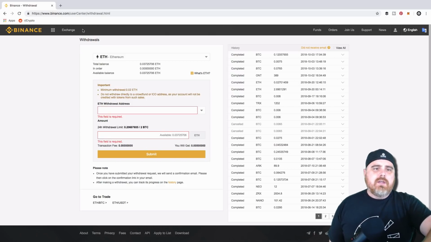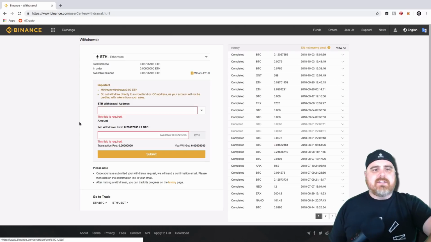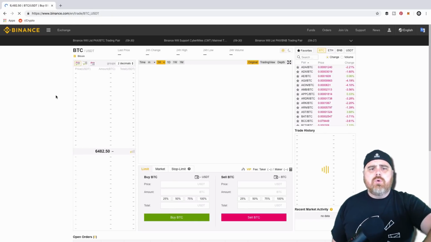So that's how you do withdrawals. So let's go to exchanges, as this is kind of the tricky part. What you would do is you would click exchange. I suggest just doing basic. So you will go here.